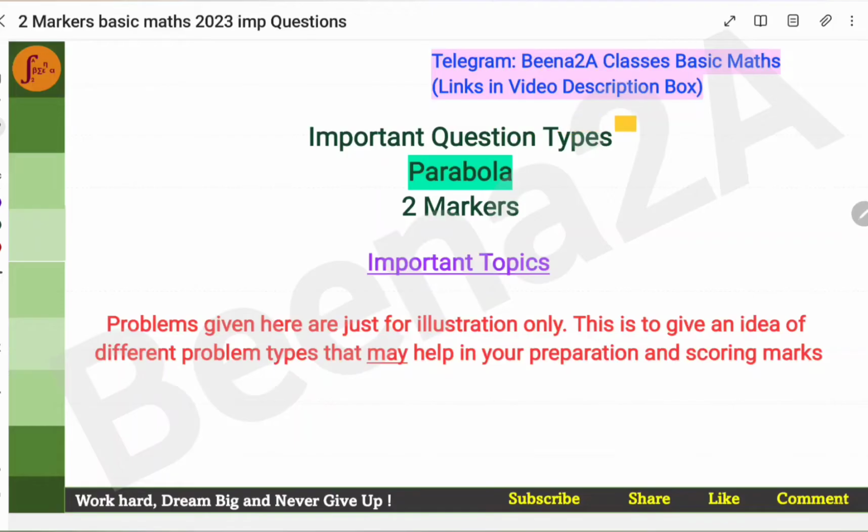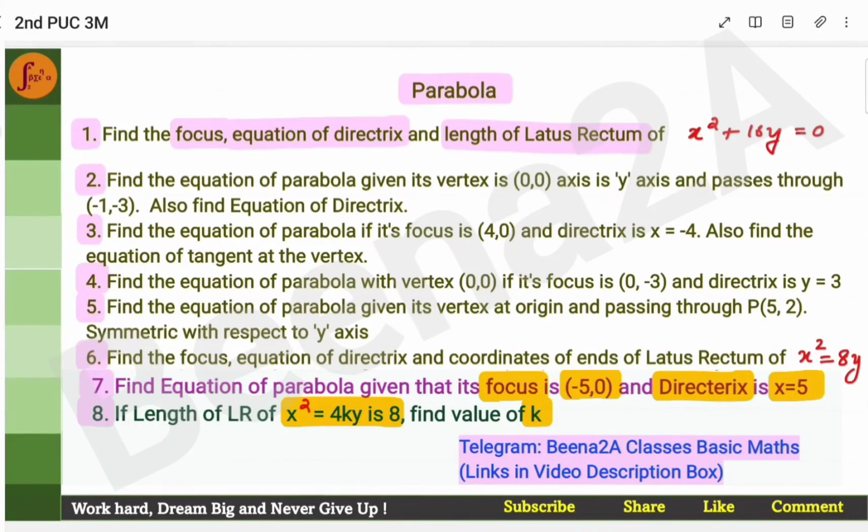Hi everyone. In this video, we'll go through different types of problems in parabola. The problems given here are for illustration. It gives you an idea of different types of problems which can help in your preparation. Now, parabola is the simplest chapter and an easy scoring chapter, right? Be it in 2 marker or 3 marker, parabola is the easiest one, right?